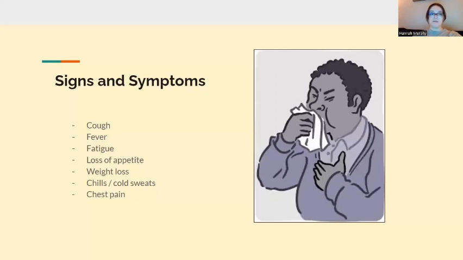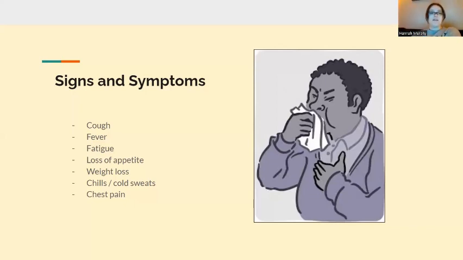Signs and symptoms: cough, fever, fatigue, loss of appetite, weight loss, chills or cold sweats, and chest pain. So one major characteristic of TB is a persistent dry cough. You may also cough up bloody mucus. And this relates to the disease because there's damage to the lung tissue. So you'll actually be coughing up the blood that comes in from that damaged and dying tissue.